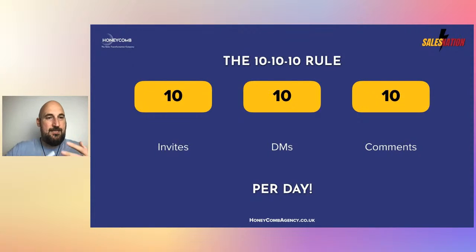Why? Because then it becomes a perpetual machine. We send out 10 invites per day, 10 DMs per day, and post 10 comments. That means that we are active. So we have our sales activities every day, which is very structured and focused on how we can get the best results out of our LinkedIn prospecting.